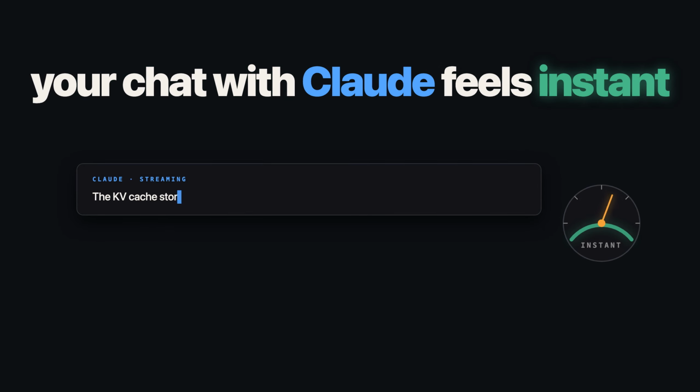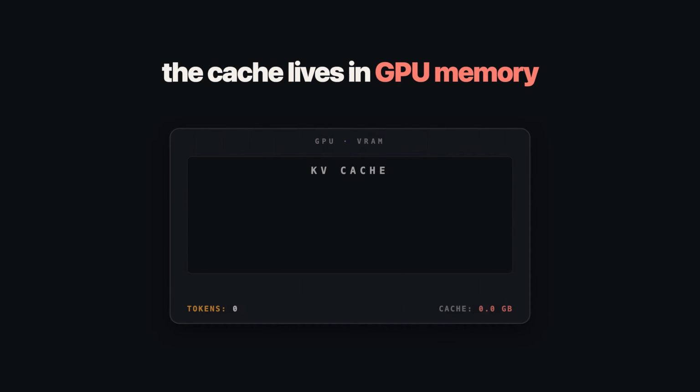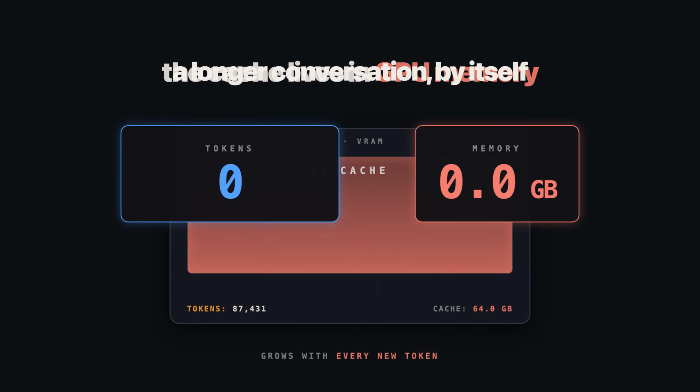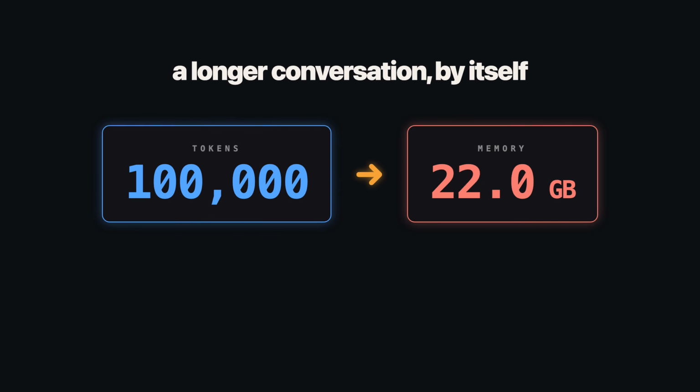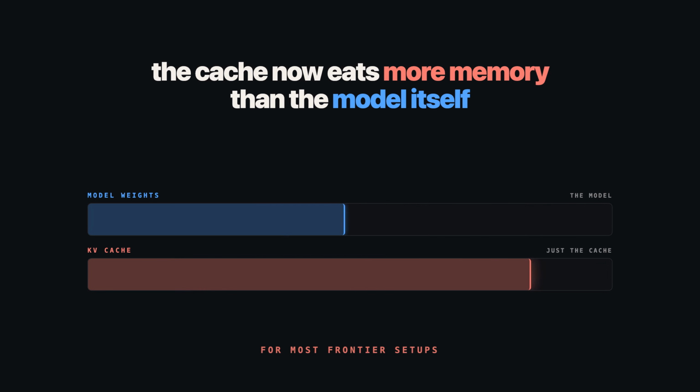The main reason your chat with Claude feels instant is because the KV cache is quietly handling the previous calculations on its side. The problem is that the cache is not actually free. It lives in the GPU memory, and it grows with every new token you generate. A conversation with 100,000 tokens of history needs tens of gigabytes of memory just to remember itself. For most frontier setups, the cache now consumes more memory than the model weighs itself.